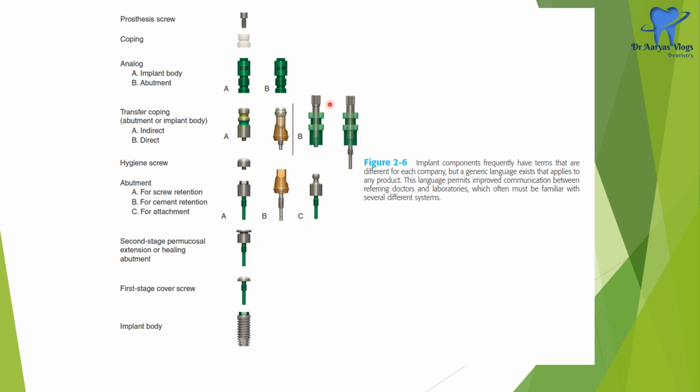So these are for indirect technique, and this is for direct technique. And this is the hygiene screw. And these are the abutments for screw retention, cement retention, and for attachment. This is the second stage permucosal extension or healing abutment. This is the first stage cover screw, and this is the implant body. So these are the various implant components.